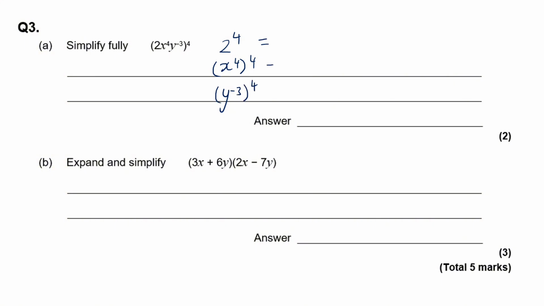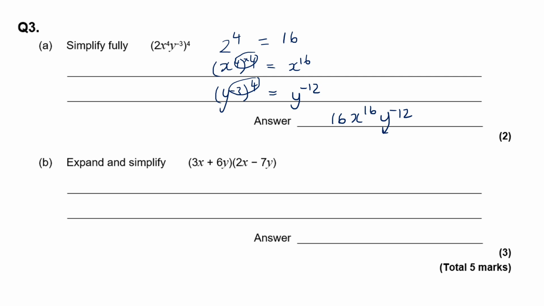So if you do that individually, then you will end up with 16. Remember, when we've got power to a power, that's going to be multiplied. So that's going to be 16, x to the 16. And then we've got 4 times negative 3. That's going to give us y to the negative 12. And in the end, I'm going to write down my answer as 16 x to the 16 y to the negative 12.